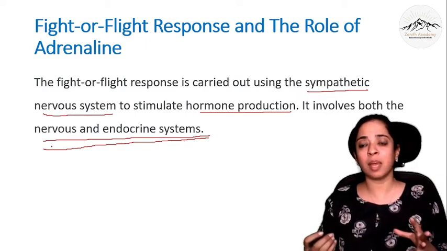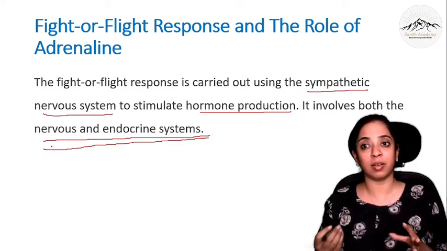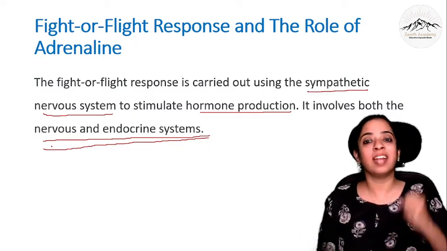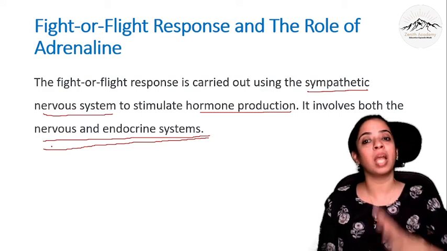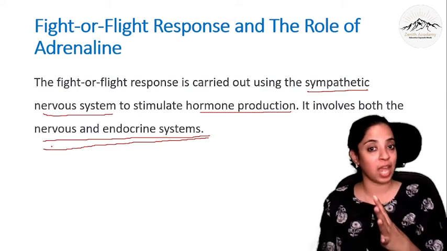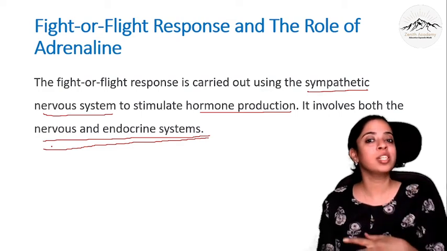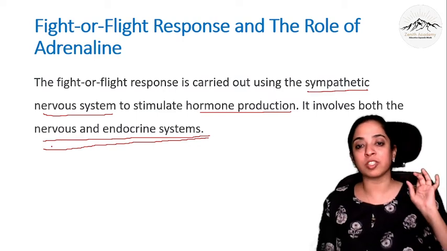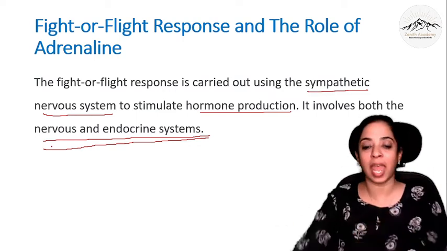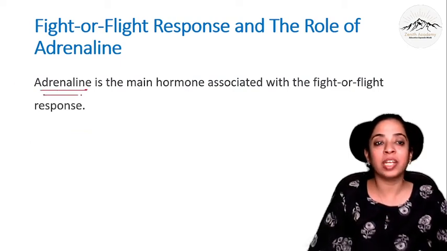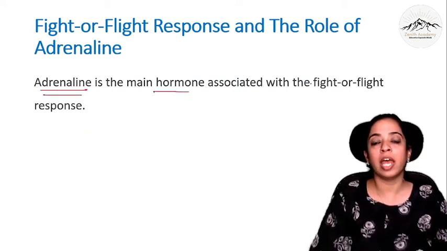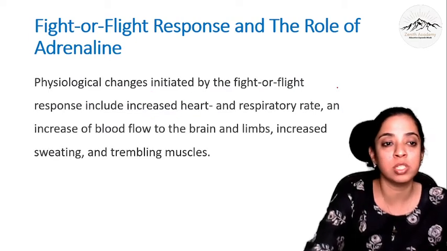So as soon as our brain detects that it is a fight or flight situation, the adrenal gland starts pumping out that adrenaline. Okay, and who instructs? The sympathetic nervous system. So it involves both nervous and endocrine systems. So adrenaline is the main hormone associated with fight or flight response.